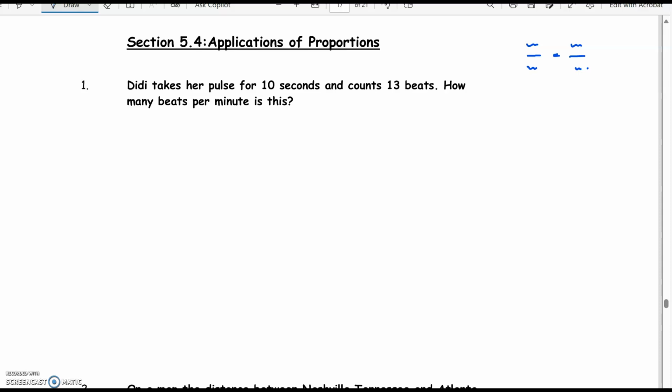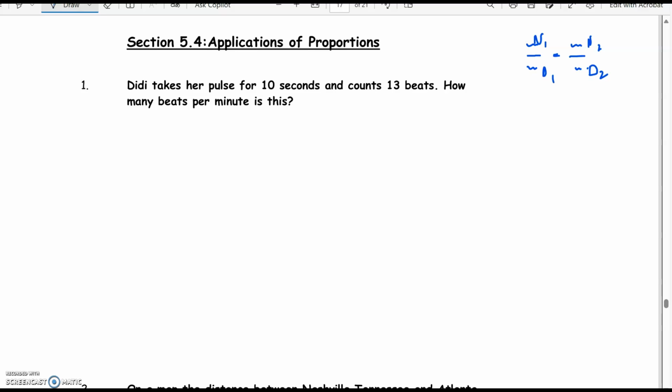So in any one of these problems, we have a numerator, a denominator, a numerator, and a denominator. One of these numbers is missing and we have to solve for it. That's what it all boils down to. But you have to read the question carefully and set up the equation correctly. So when you're reading the question, you have to think about the quantities that are being compared.